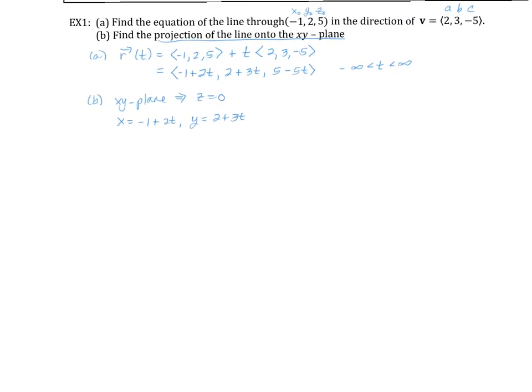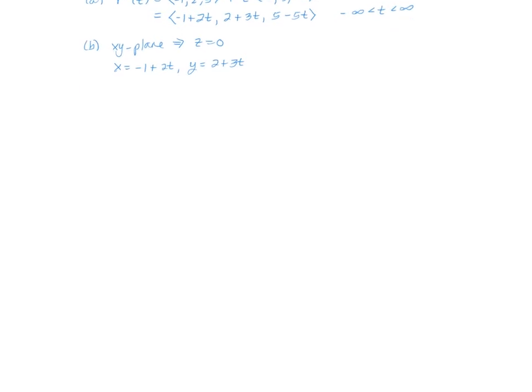But typically when we look at the projection of the line onto the xy plane, we describe it in terms of x and y, and we get rid of our parameter t. So this is what we did in chapter 12, if you recall. The easiest way to get rid of your parameter t is to try to take one of your equations and solve it for t. Looking at my x and y equations, neither one looks really good. So what I'm going to do is take my equation x and solve it for t by adding 1 to both sides, dividing by 2.